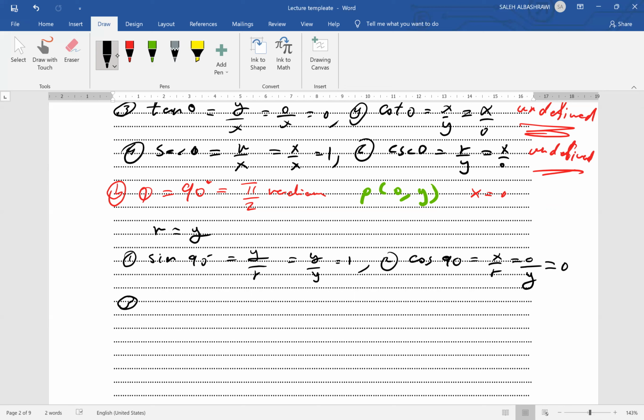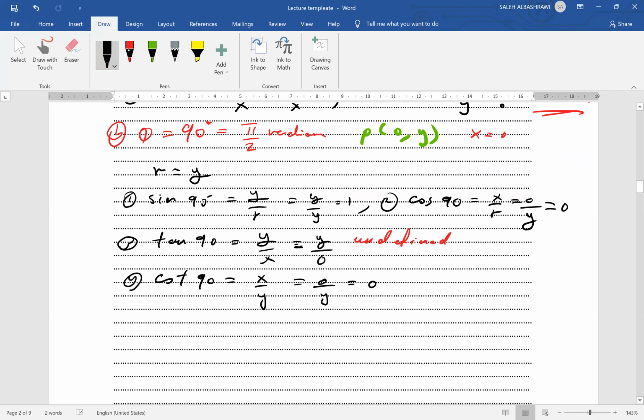Number three, tangent of 90 is equal to y over x, but x equal to 0, so it is y over 0. Now, y over 0 is undefined. We can't divide by 0. It is undefined. Number four, cotangent of 90 is x over y, that will be 0 over y, which is equal to 0. So cotangent is equal to 0.